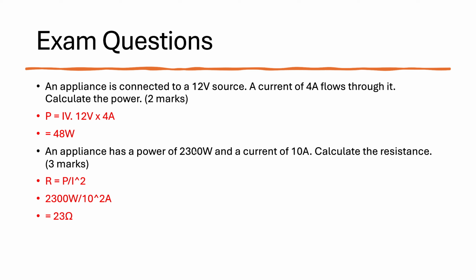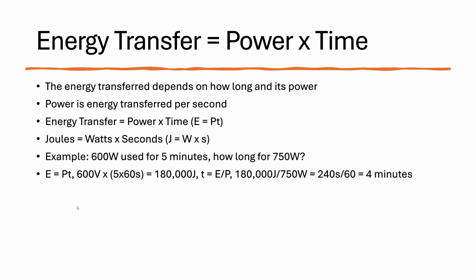However, here we've got an appliance of 2,300 watts and a current of 10 amps, calculated with resistance. So this is where R equals power divided by I squared. So in this case, we've got 2,300 divided by 10 squared amps, which equals 23 ohms. Right, final thing now. The energy transferred by a charge basically depends on how long and its power. So power is energy transferred per second. So energy transferred equals power times time. Joules equals watts times seconds in that case.